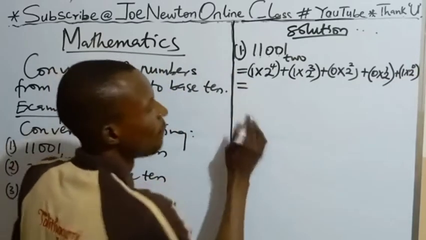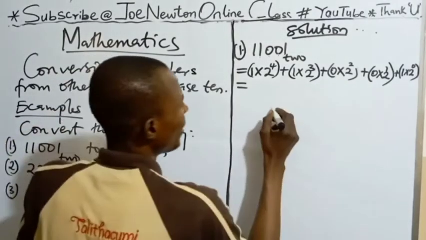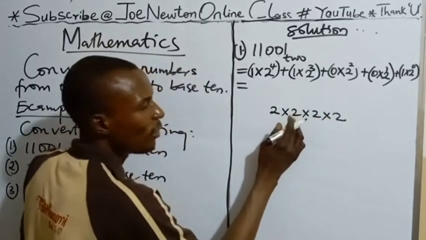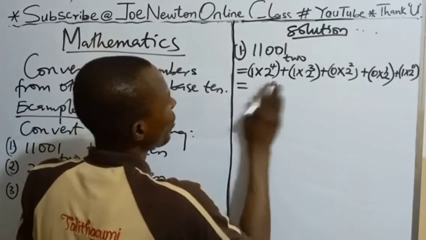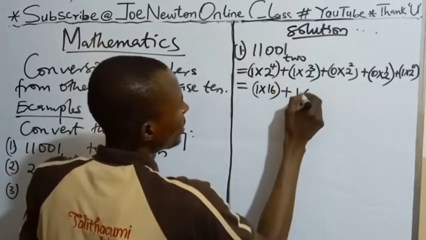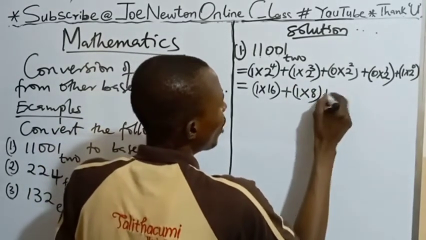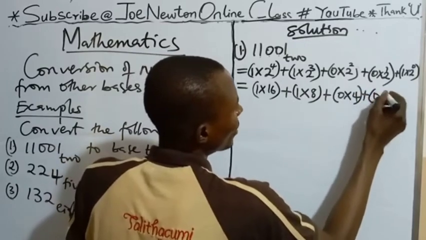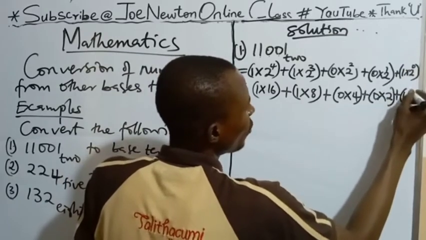Then we continue. First of all, you deal with the powers. 2 raised to the power of 4 is not 2 times 4, please. It means 2 times 2 times 2 times 2. 2 times 2 is 4, 4 times 2 is 8, 8 times 2 is 16. So we now have 1 times 16, plus 1 times 2 to the power of 3, means 2 times 2 times 2, which is 8, plus 0 times 2 to the power of 2 is 4, plus 0 times 2 to the power of 1 is 2, plus 1 times 2 to the power of 0 is 1.